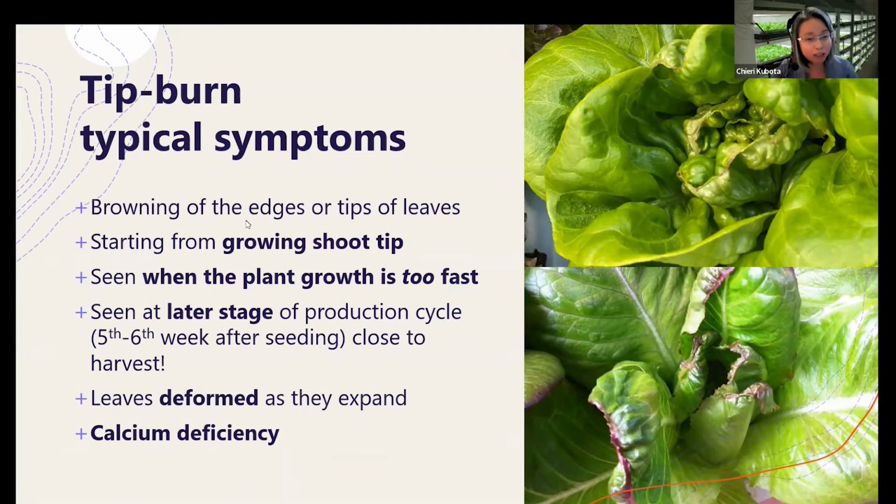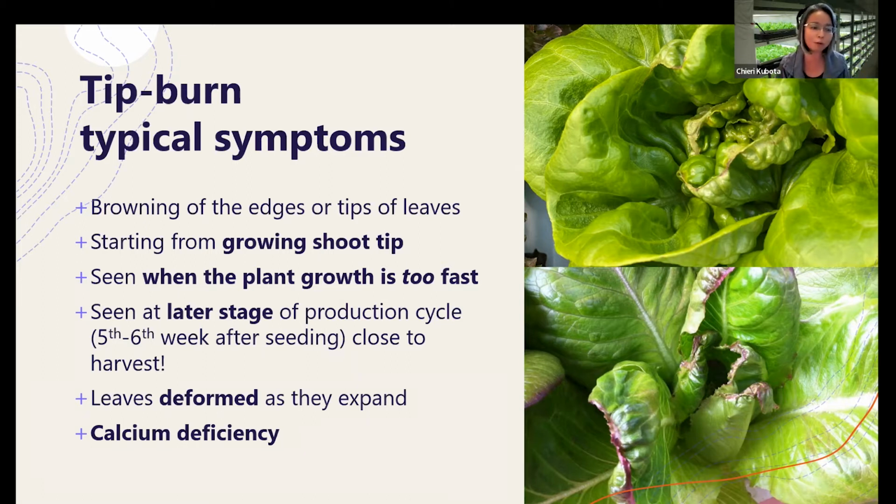So it's a browning of the edges or tips of leaves, just like this. And it always starts from the growing tip. That's the unique thing about tipburn, and there's a reason for that. Whenever plants are growing very fast, that's the time you start seeing tipburn. Because plants start growing really fast to enter the exponential growth stage, you tend to see it toward the end of the production time.